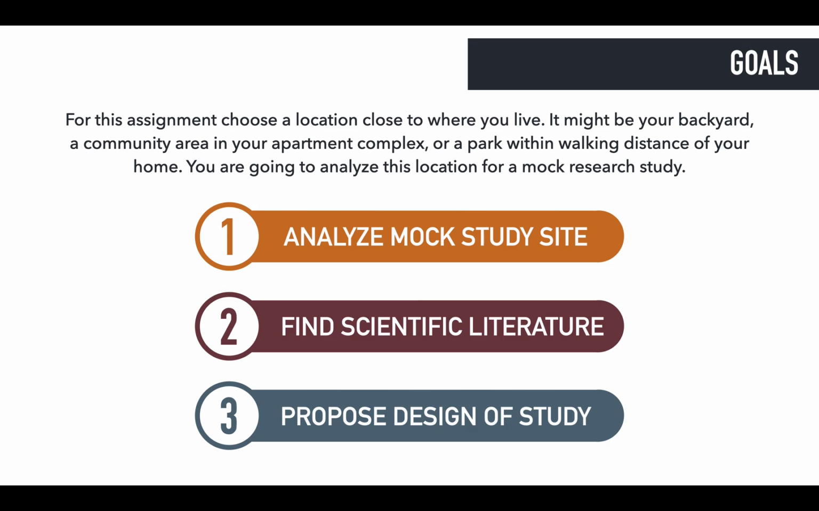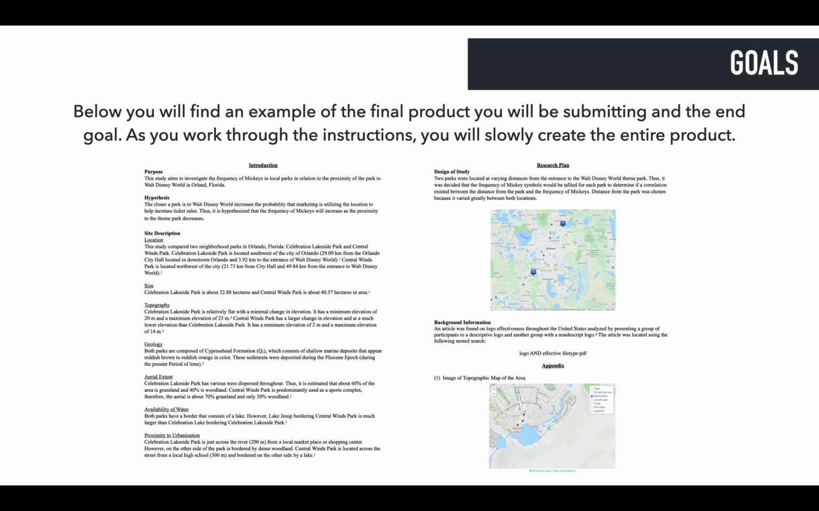Now, the first step in this is we're going to analyze that mock study site. Then you're going to find some scientific literature related to what you've analyzed as part of that mock study site. And then you're going to propose a design of study of something that you can research at your study site. So the first part we're going to go over is the mock study site. And when you get finished, this is what it's going to look like. It's going to give you some goals to reach for as we complete it.